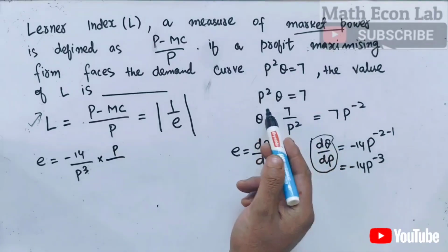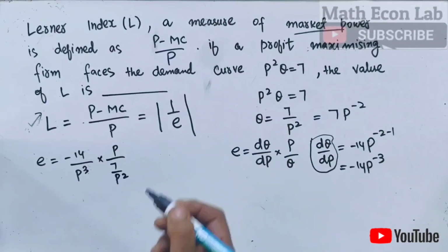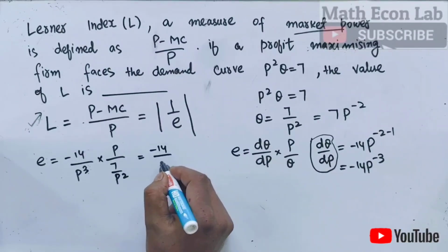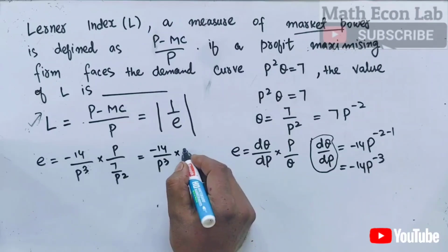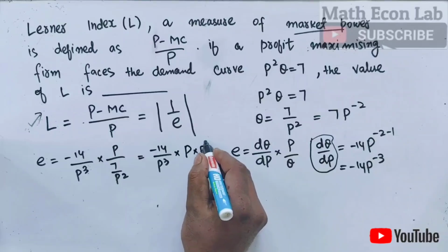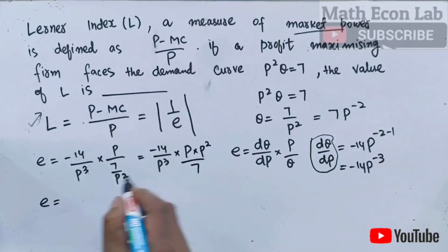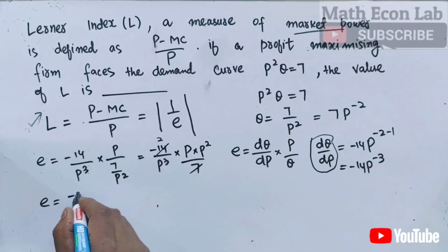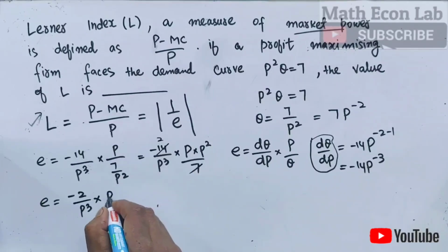Q is this function, that is 7 upon P squared. Let's further solve this. So we have minus 14 divided by P cube into, so here we have P transposed, it gets multiplied here, so it becomes P squared divided by 7. So we will get elasticity equal to, 7 ones are 7, 7 twos are 14, so we get minus 2 divided by P cube into P squared is P cube.